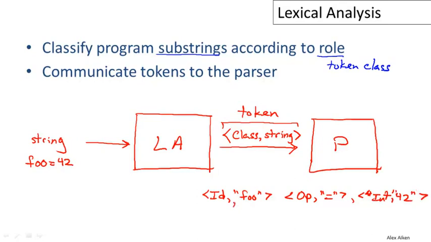And here I've just left these things as strings to emphasize that these are strings. So this is not the number 42 at this point in time. It's the string 42, which plays an integer role in the programming language. And then what the parser takes as input is this sequence of pairs. So the lexical analyzer essentially runs over the input string and chunks it up into this sequence of pairs where each pair is a token class and a substring of the original input.